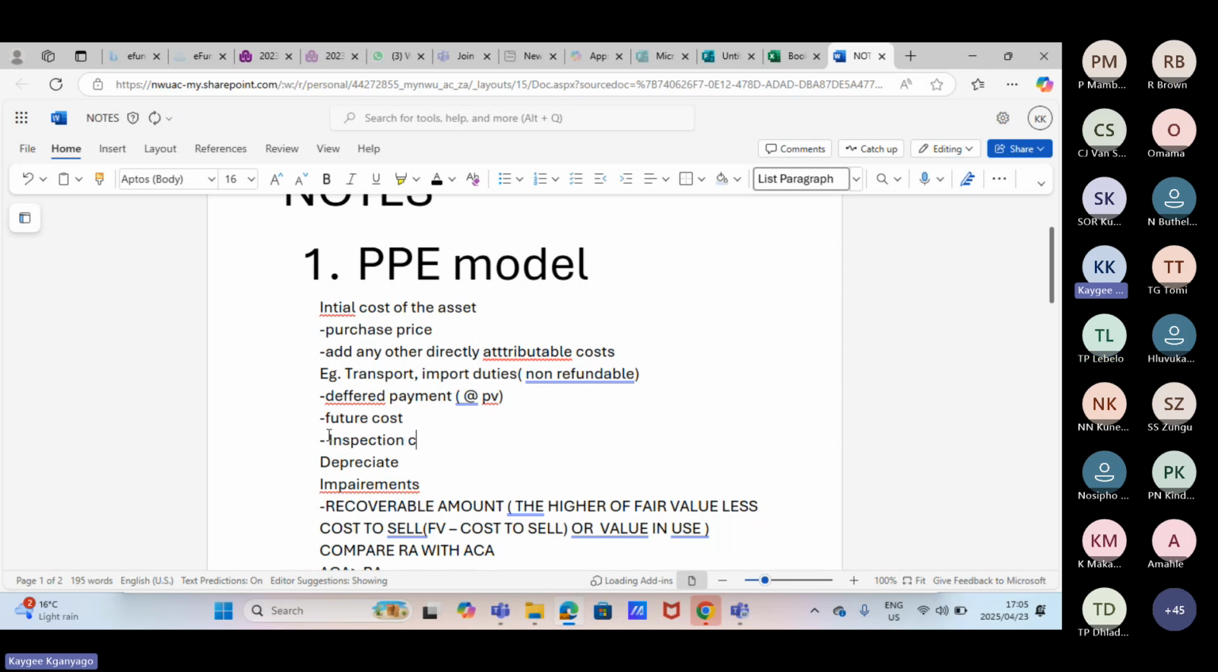The reason why this inspection cost is included: let's say you build a stadium. Can a stadium be used without being inspected first to see if it's safe for people? No. That is why the inspection cost is not expensed. It forms part of the directly attributable costs. Remember, inspection cost must be capitalized, but it must be depreciated based on its own useful life.